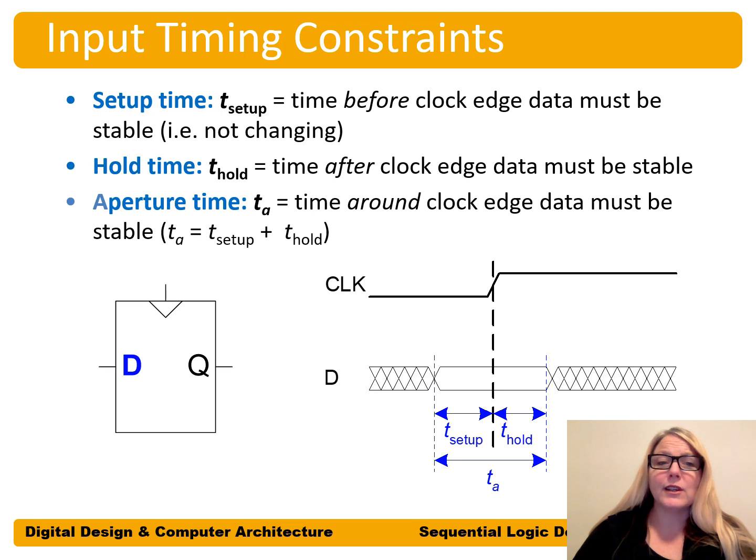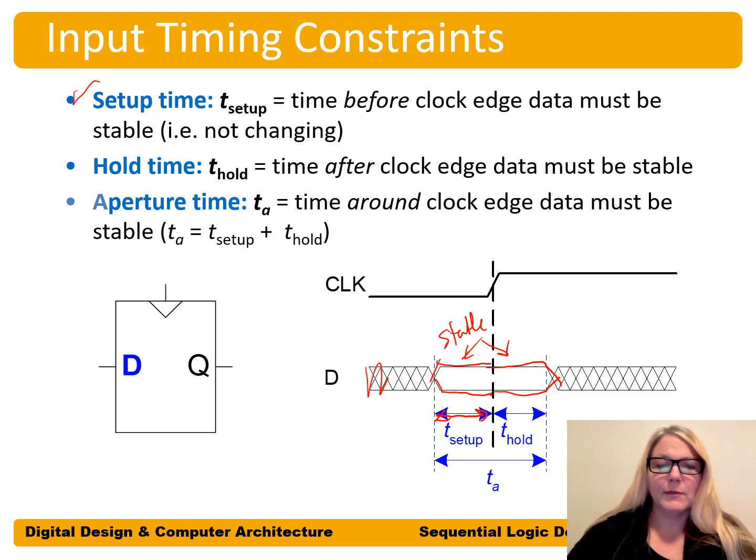So the input timing constraints are, well, input D has to be stable around the clock edge. And particularly, it has to be stable a setup time before the clock edge. So this is the time before the clock edge that D has to be stable. And this shows either 1 or 0, doesn't matter which one, but it has to be stable, not changing, a setup time before the clock edge. And then after the clock edge, it has to be held stable for at least a hold time. So it has to be stable during this entire period around the clock edge.